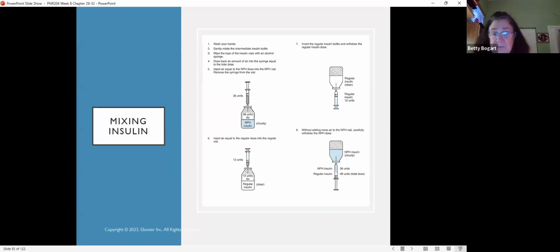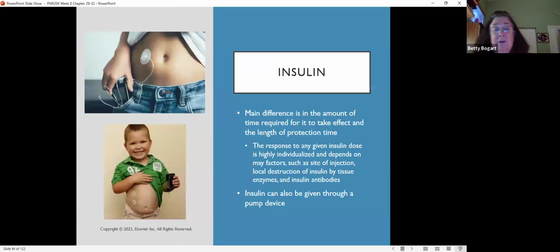Clear before cloudy. You know that one. Have you heard that? Clear insulin before cloudy. Have you heard that in fundamentals?